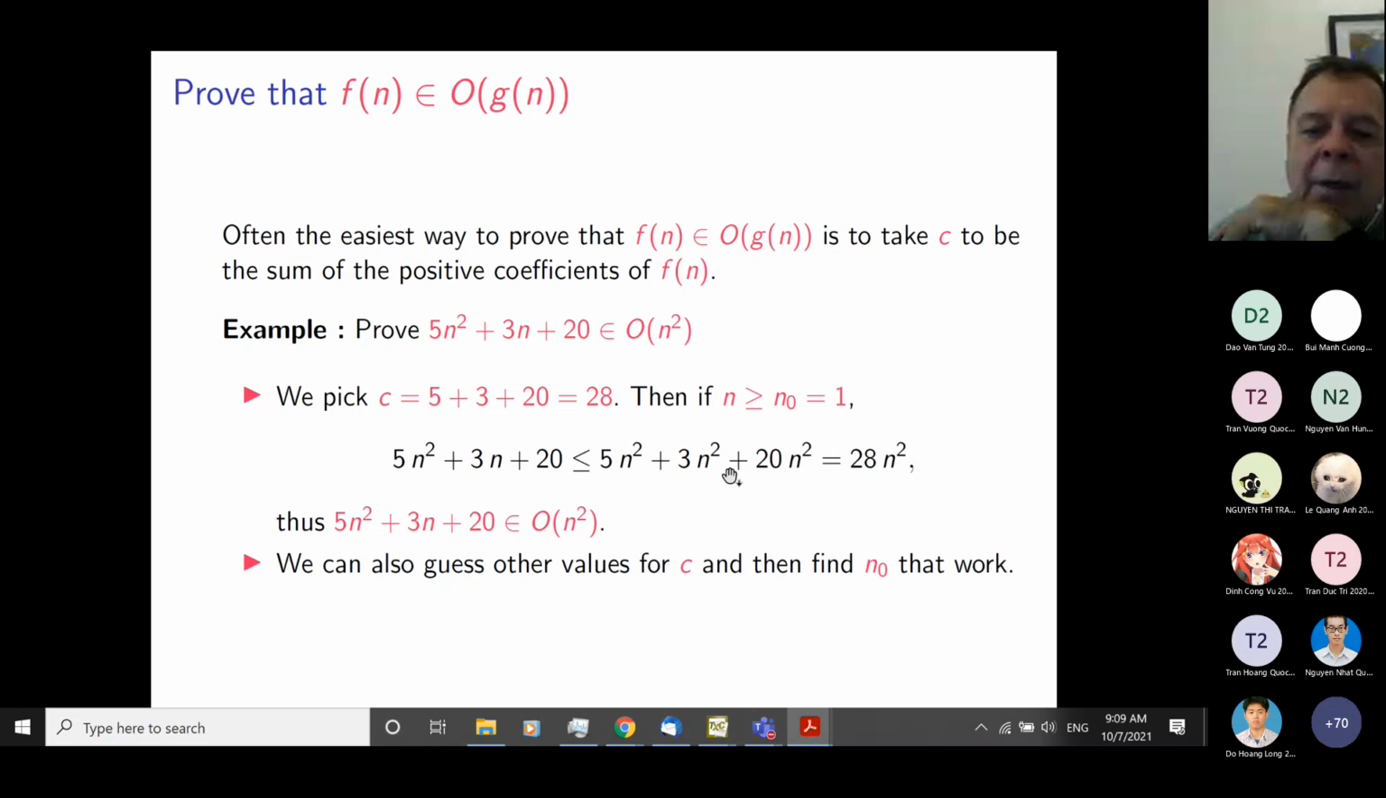But we already know that this term is bigger than this one. And very obviously, this one is bigger than this one. So this expression, which is 28n squared, is definitely greater than this one for all values of n, starting with n equal to 1. So if we substitute n squared everywhere, that gives us 28n squared. And this is bigger than this one, because we put two new terms here that are bigger than this one.